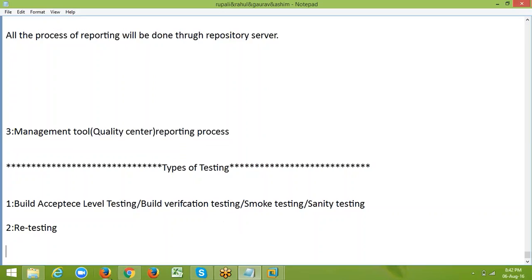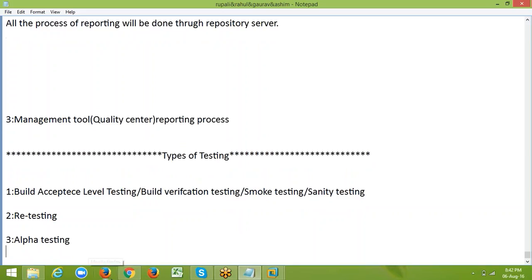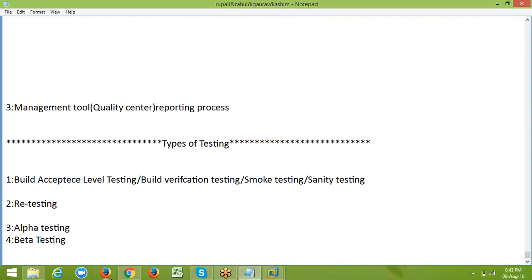Next, third one is alpha testing and beta testing. So what is alpha testing and what is beta testing? We already discussed user acceptance level testing. Do you remember? We already discussed user acceptance level testing.